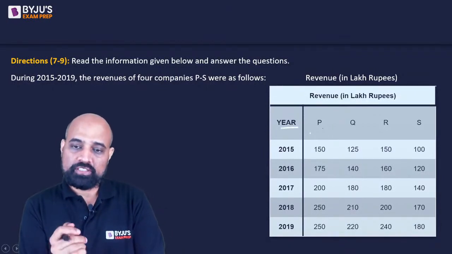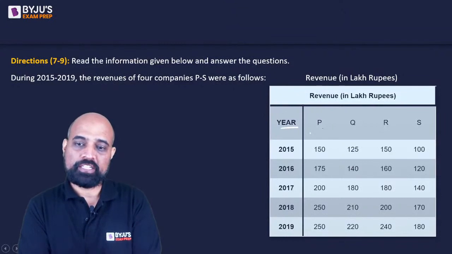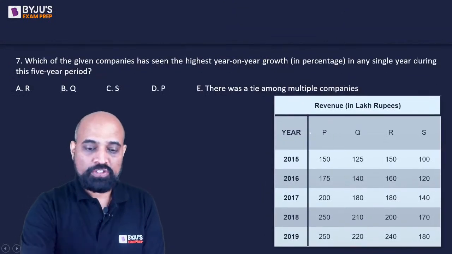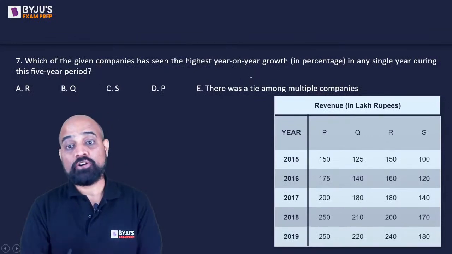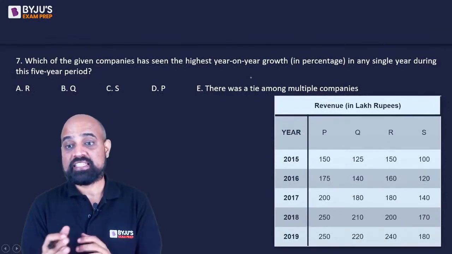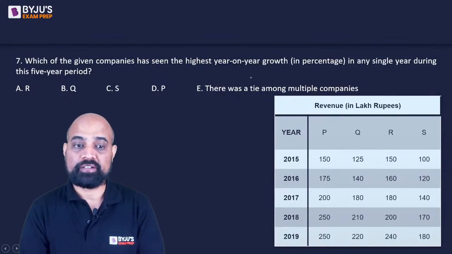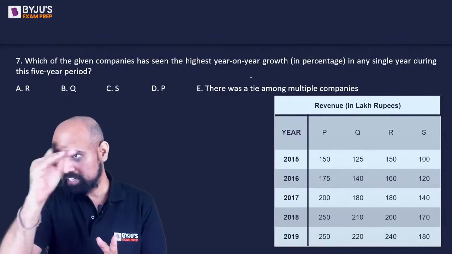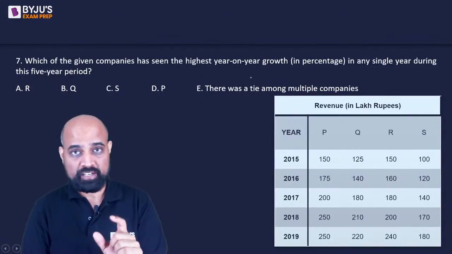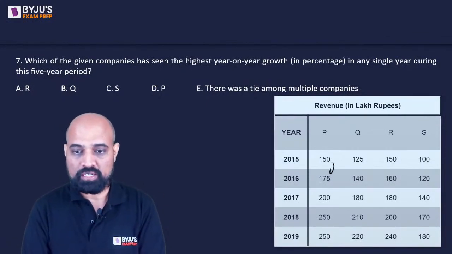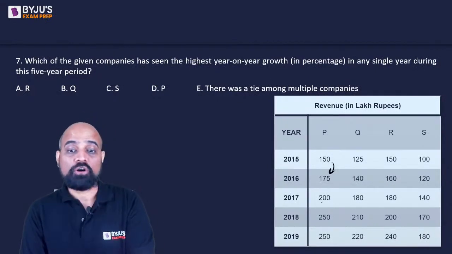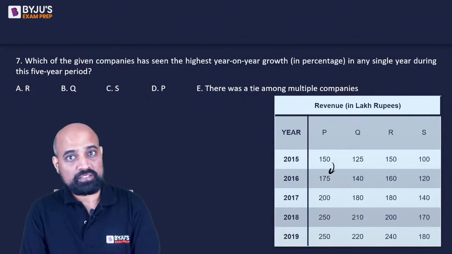Okay, so this set: revenue of 4 companies P to S, 2015 to 2019. So which of the given companies has the highest year-on-year growth in percentage in any single year during this 5-year period? Any single year. ठीक है, year on year is not year on year on year, लगातार चलना नहीं है. ईयर ऑन ईयर बोला है तो मतलब कि 2 ही साल का देखना है. Okay, so it means we'll have to do all the comparisons. A total of 16 comparisons need to be done.